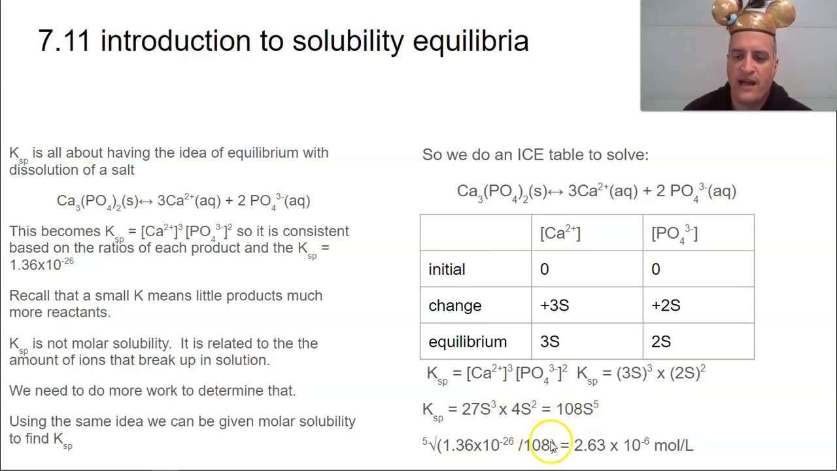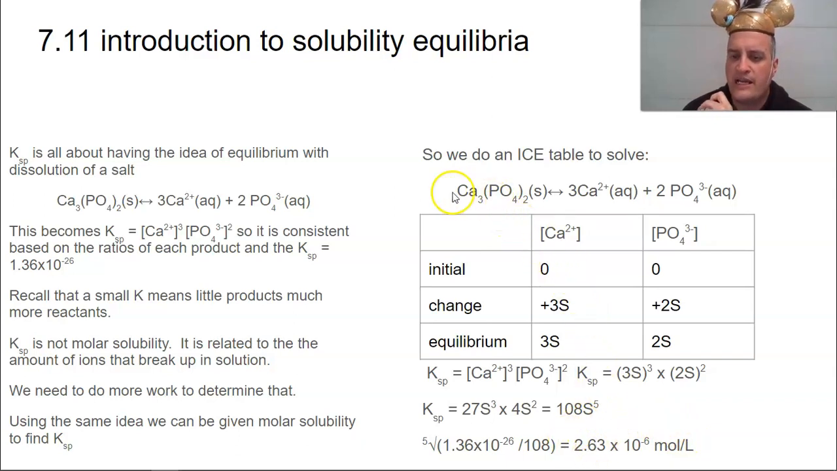Again, solve for our math. And so the solubility of calcium phosphate is 2.63 times 10 to the negative 6 moles per liter. We often just call this solubility, but I know on the test and in the AP we'll refer to it as molar solubility. So keep that in mind, okay?